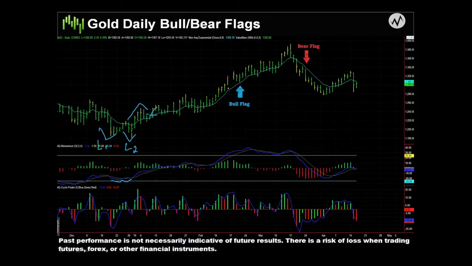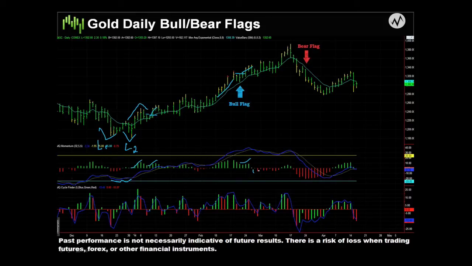Here's another nice bull flag here. Big up move, pull back into fair value, break the high, and run. You want to see the surge of momentum when it breaks the high. Again, surge of momentum when it breaks the high. Both of those great entry opportunities to catch the rest of the up move.